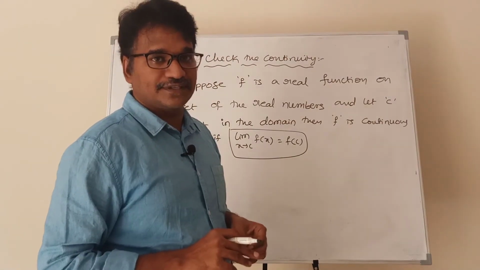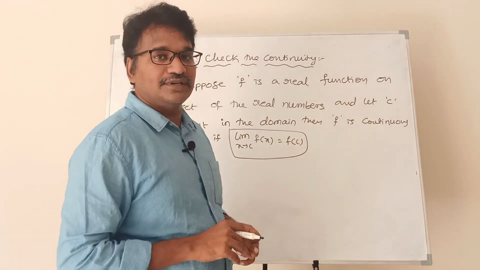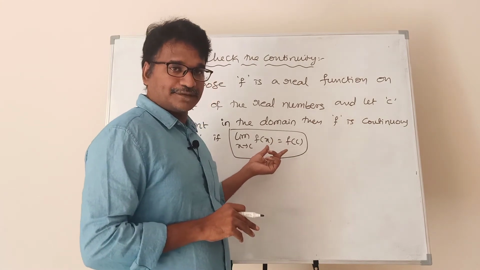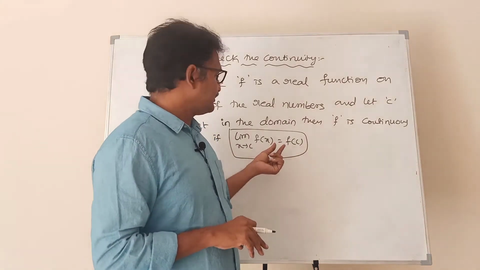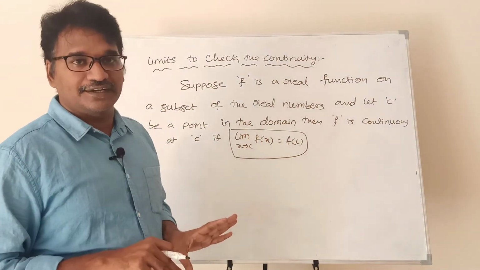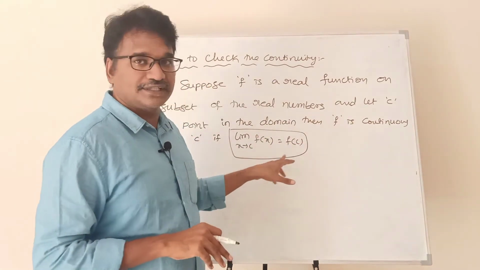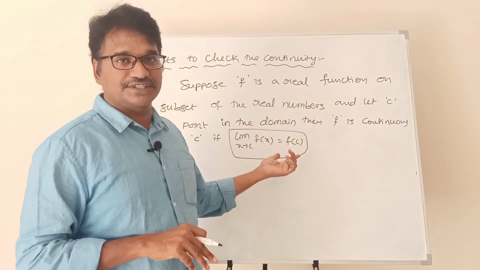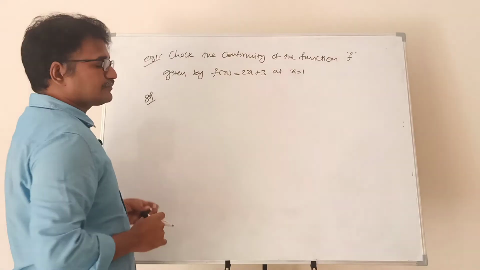Actually there are two types of discontinuities. One is removable discontinuity, the second one is irremovable discontinuity. I will explain in the next video what removable and irremovable discontinuity are. First, before going to that, let us understand how to check the continuity by using the concept of limits. This formula is useful to check whether the function is continuous at a particular point or not.